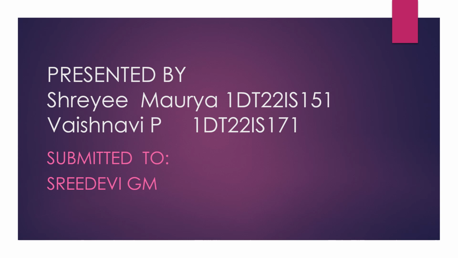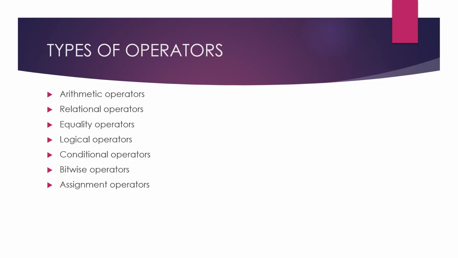Operators in C. First, we look at what an operator is. An operator is a symbol which specifies the mathematical, logical, or relational operation to be performed. Then we look at the types of operators. We have arithmetic operator, relational operator, equality operator, logical operator, conditional operator, bitwise operator, and assignment operator.